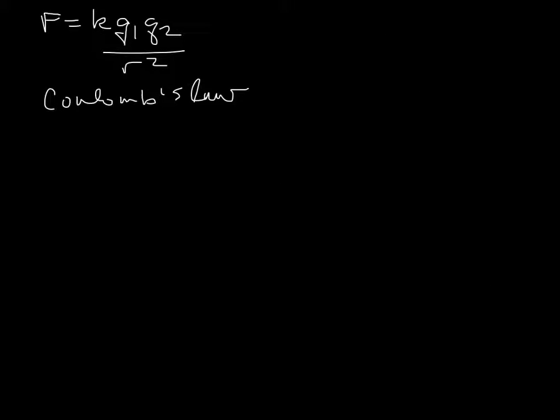So as mentioned earlier, Coulomb's law, K Q1 Q2 over R squared, where you have two charges, is very similar to the law of gravitation. We're going to put this as F for the electrostatic force, and the gravitational force, if you remember, is G times M1 M2 over R squared. Now, this is gravitation.